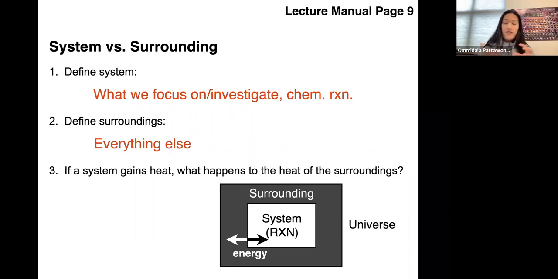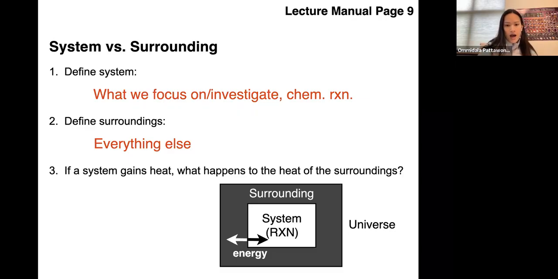If you add these two terms together, that's what we consider to be the universe. In this context, the universe would be the chemical reaction together with whatever surrounds that chemical reaction. If you add those two terms together, it would be the universe.